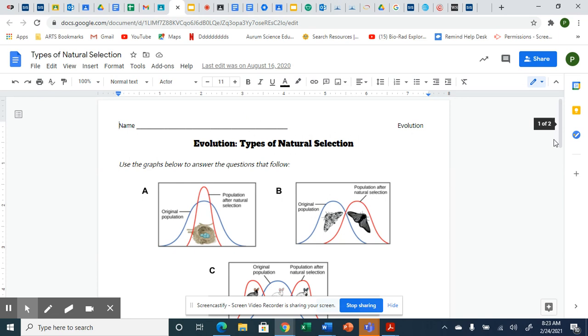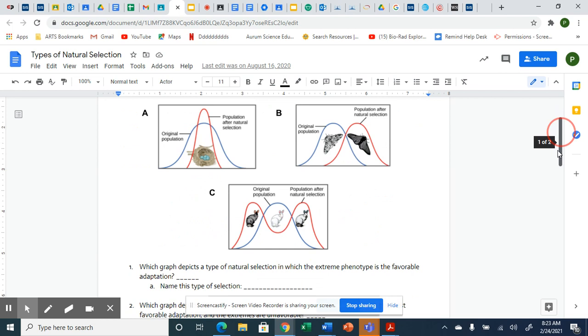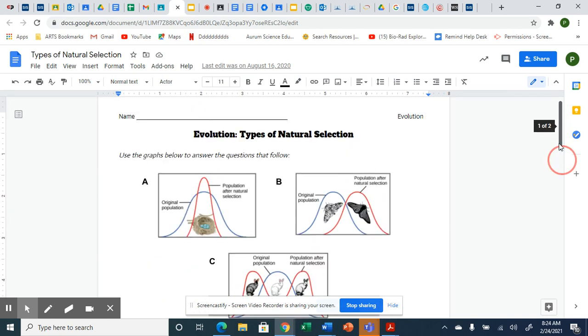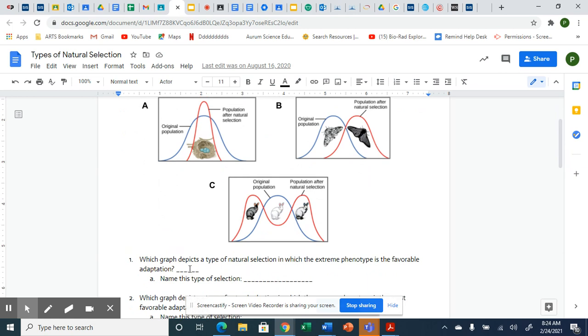So, we're going to use these graphs to answer the questions. Which graph depicts a type of natural selection in which the extreme phenotype is a favorable adaptation? I would say this one, B, that we were just talking about.